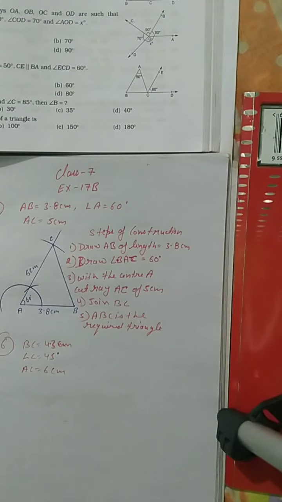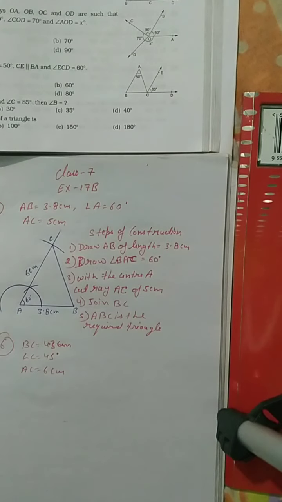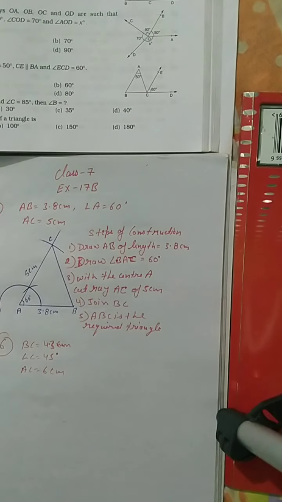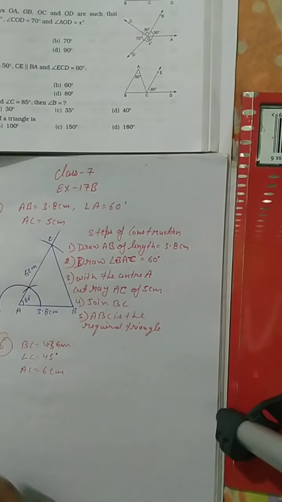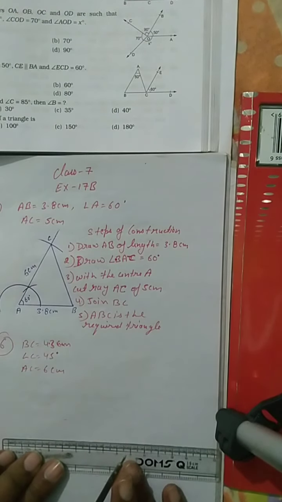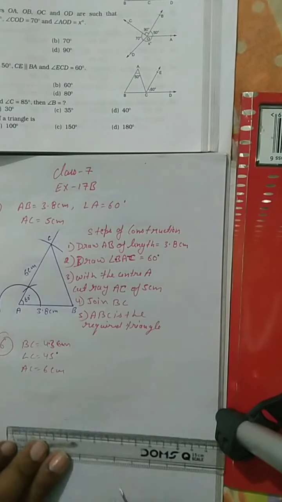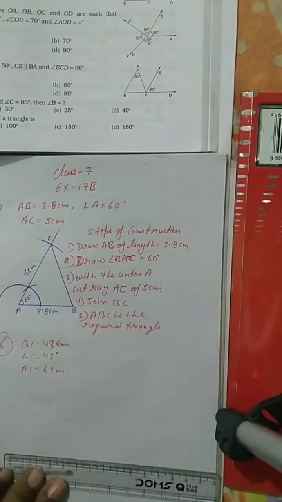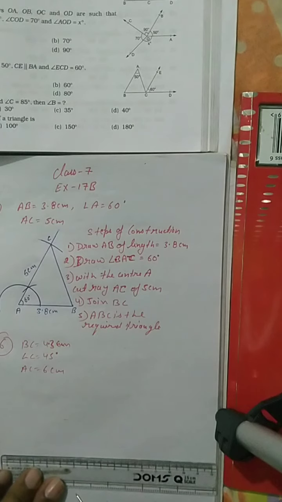You have to draw a triangle ABC in which BC is 4.3, angle C is 45, and AC is 6 centimeter. First of all, you have to draw a line of 4.3 centimeter, right? With the help of your scale and compass, draw a line of 4.3 centimeter.